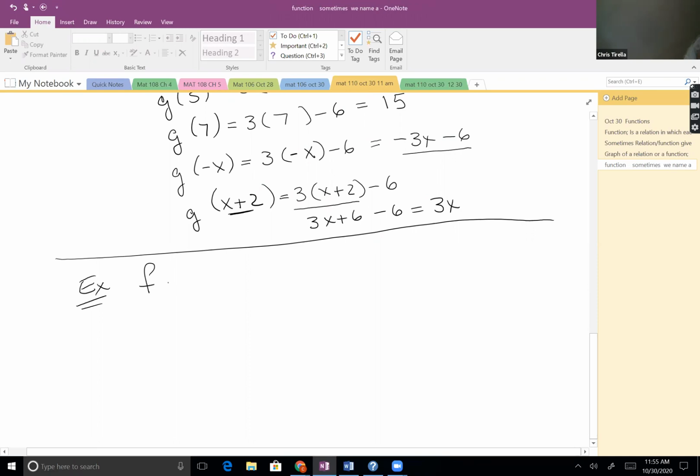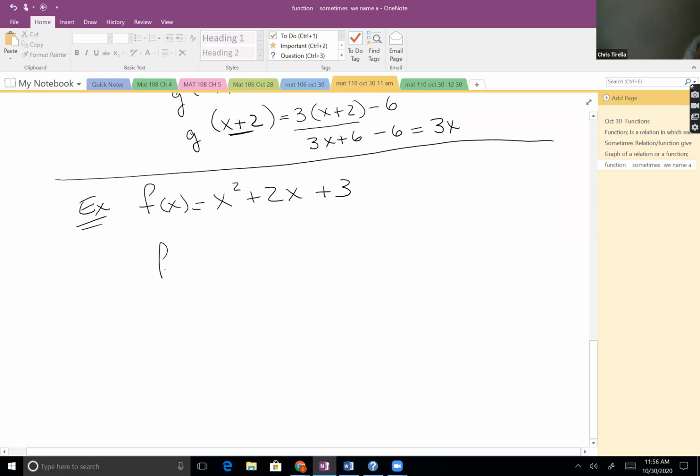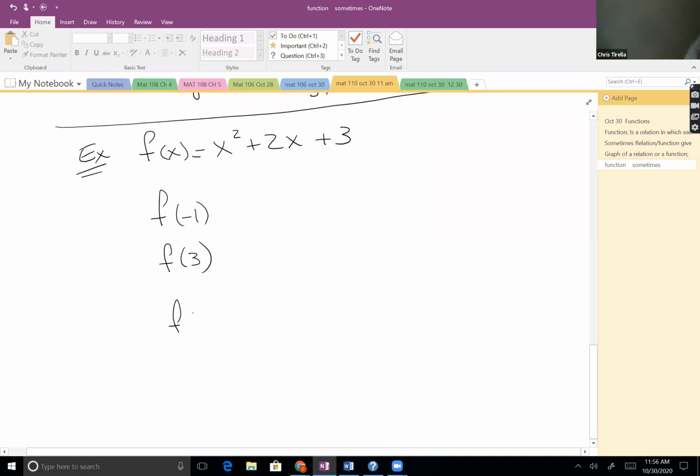f of x equals x squared plus 2x plus 3. And I'm going to be quiet for a minute and ask you folks to find f of negative 1, f of 3, and f of x plus 2. And with this last one, I want you to simplify.